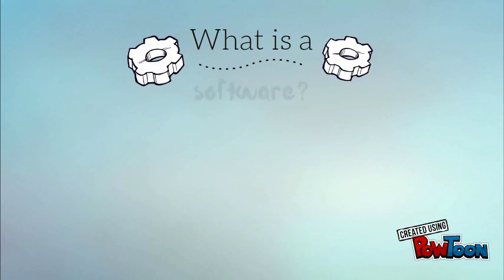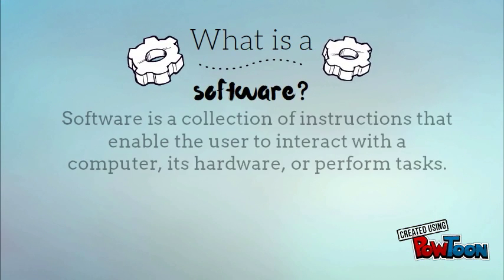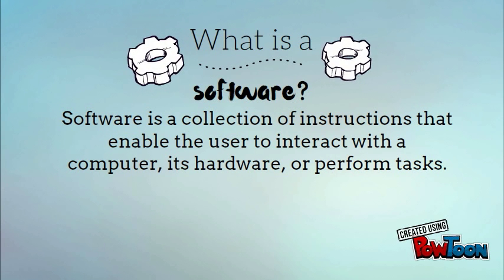So, what is software? Software is a collection of instructions that enable the user to interact with a computer, its hardware, or perform tasks. So, without software, our computers would be useless.